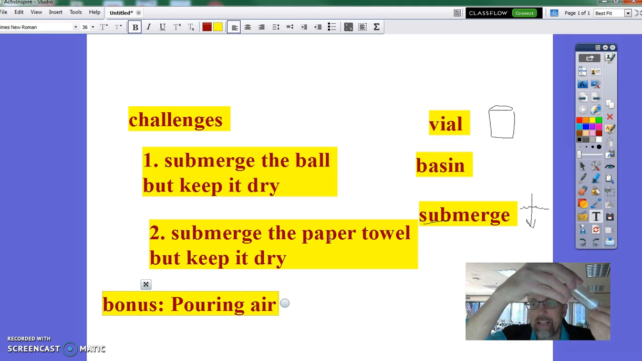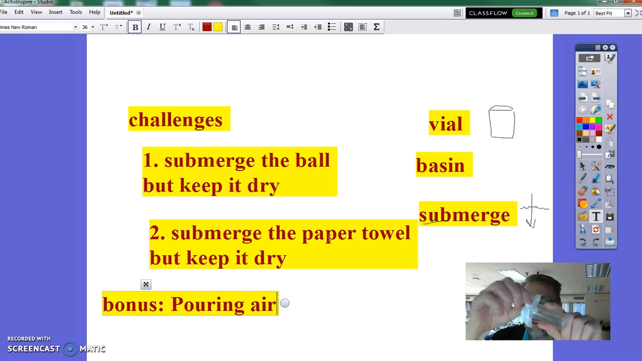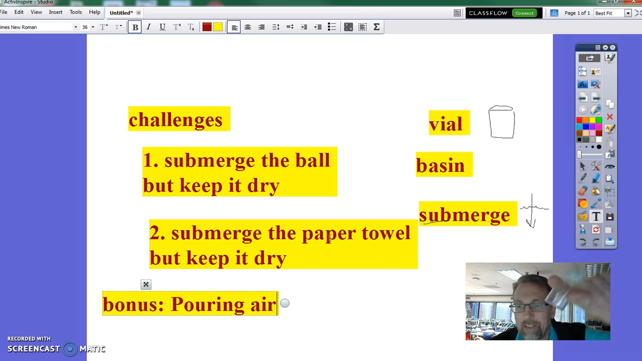So if you had the ball in there first, and then you plopped it underwater, the air was stopping the ball from getting wet. For the paper towel, all you had to do was shove it in here, turn it upside down, and plop it underwater. The water can't get in because the air is already there, and air takes up space. Awesome. Way to go, guys. Just wait till the next one.